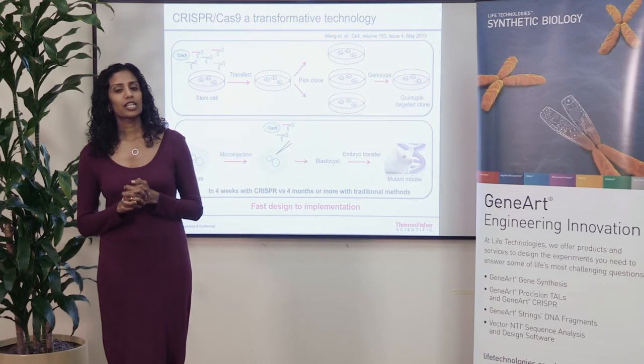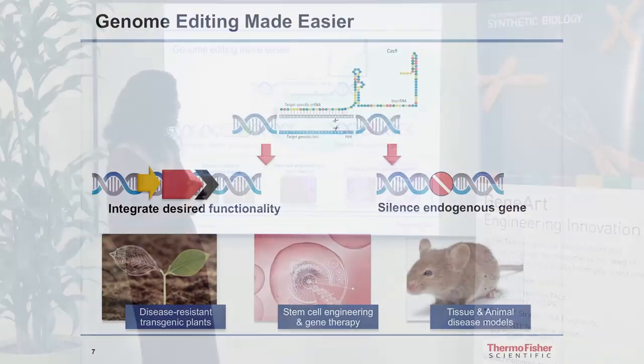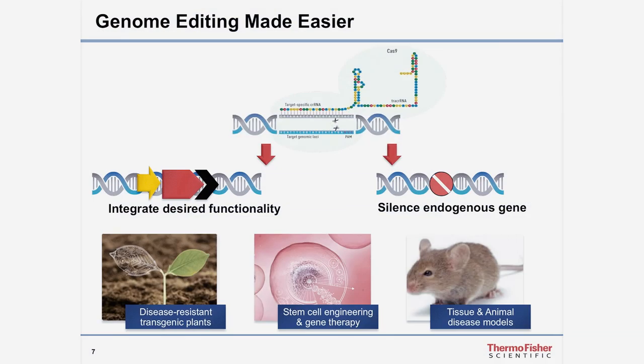And with that, I would like to conclude by taking you to the next slide. Again, I would like to summarize: this whole system is very simple because it's easy to design. It's just a 17 base pair region that leverages the whole CRISPR-Cas9 system and brings it to a user-defined location to make genome editing easier.